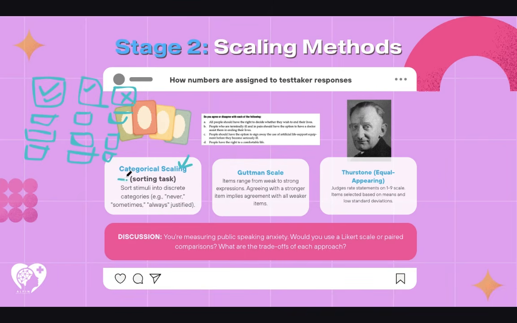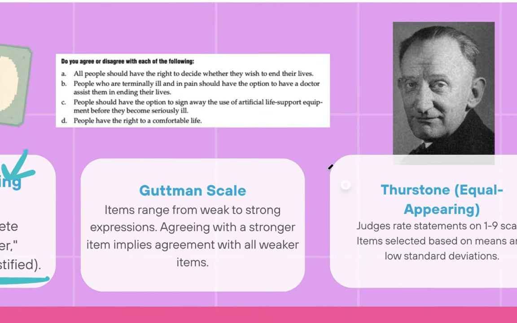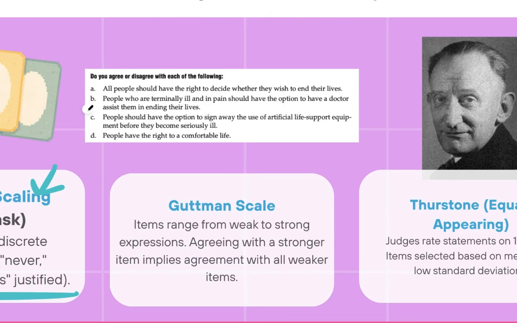Next is the Guttman scale. Now, for the Guttman scale, there are certain statements, right? From A, B, C, and D. A is then considered the most extreme. If I'm the test taker and I choose A, then when I select A, that means I also agree to B, C, and D.